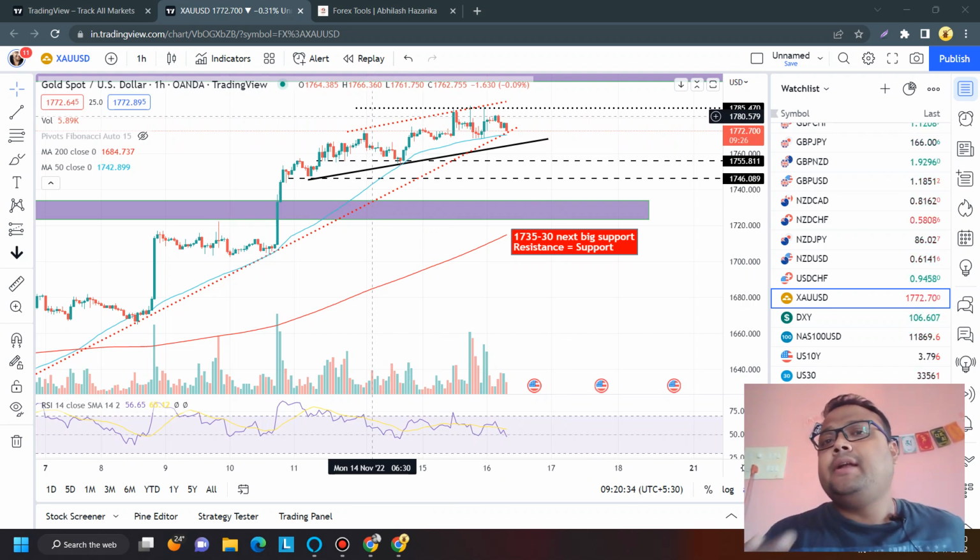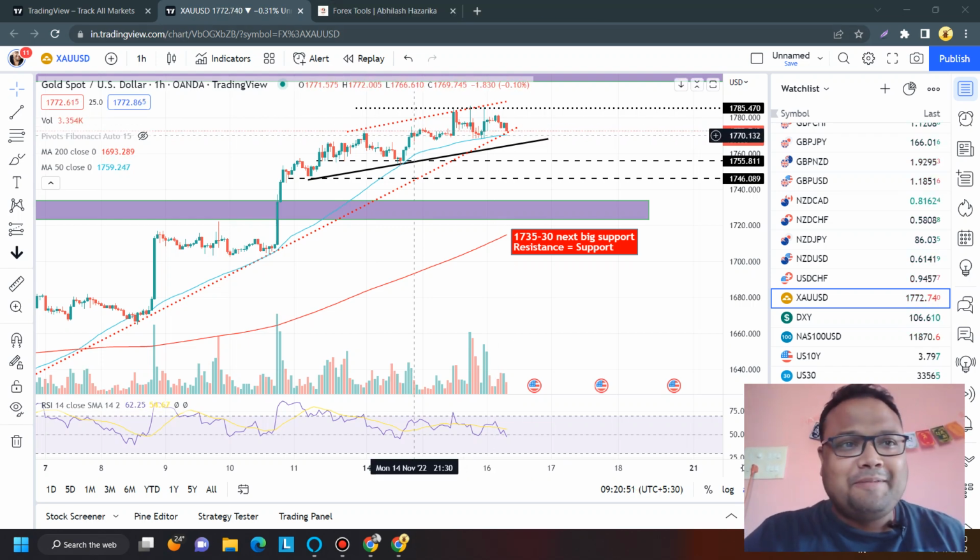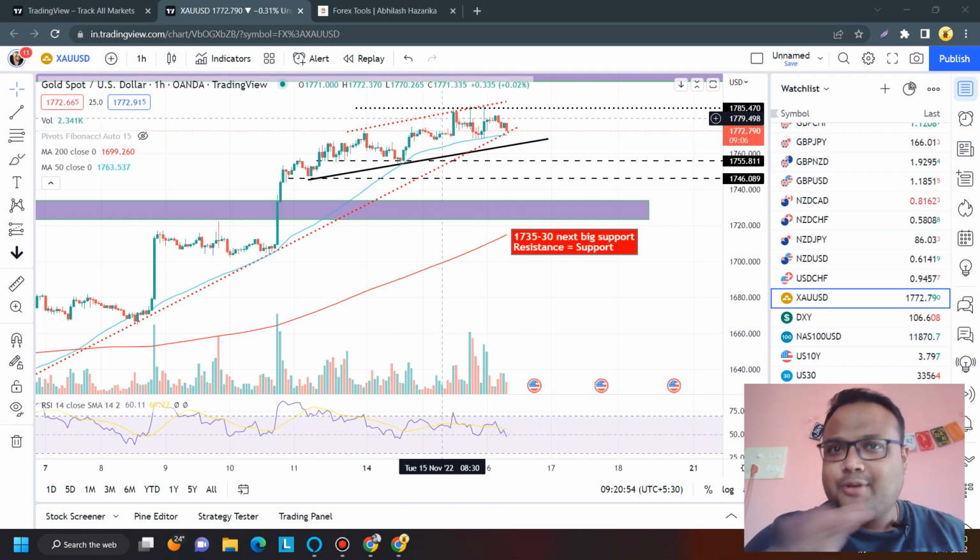To be honest, I have not taken any position on the chart of gold for the last 2 days, because that is my trading style. Anyways, enough talk, enough gyan. So now let's focus on the levels.